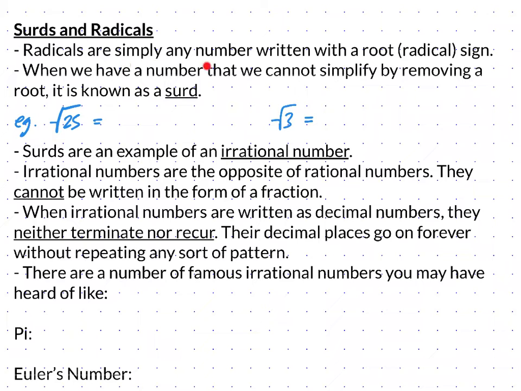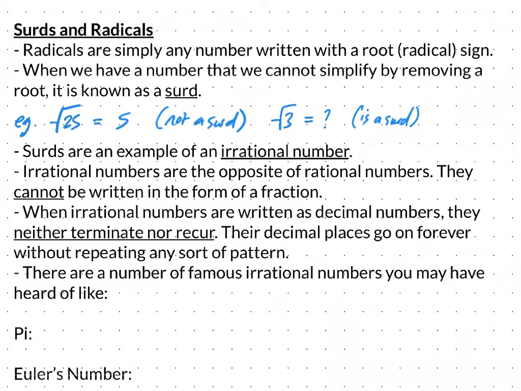So radicals are simply any number written with a root or a radical sign. So that's a radical there. When we've got a number that we can't simplify by removing a root, it's known as a surd. So in this situation, root 25, the number I can multiply by itself to get 25 is actually 5. So that's not a surd. But root 3, there isn't anything that can cancel down any further, so that is a surd.